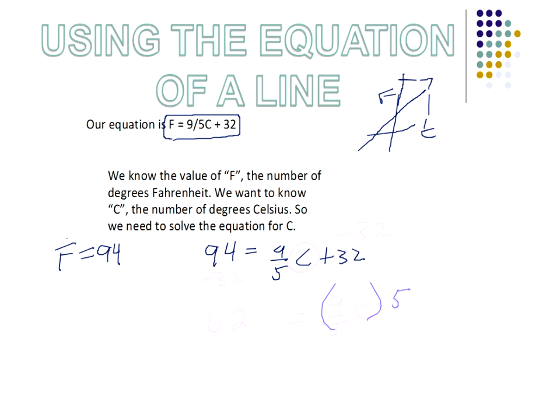I'm going to undo what's being done. I'm going to multiply both sides by 5. This gives me 310 equals 9c. Now I'll divide both sides by 9, and I get c equals, I think it's 34.4, if memory serves me correctly.